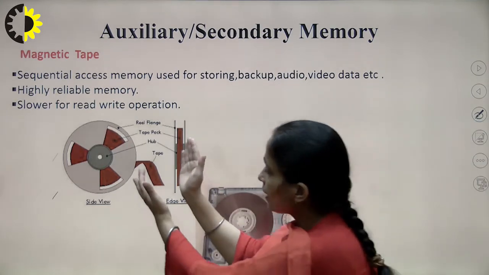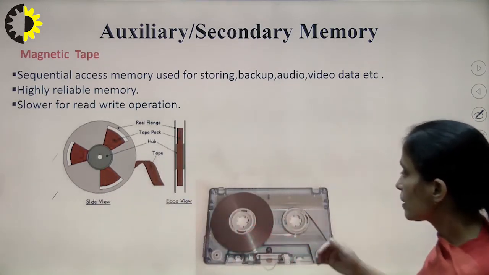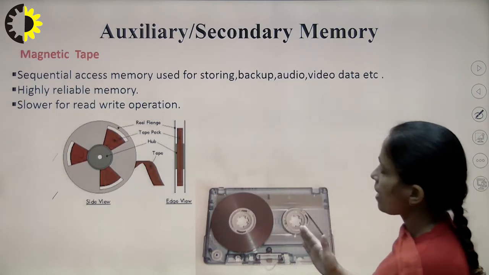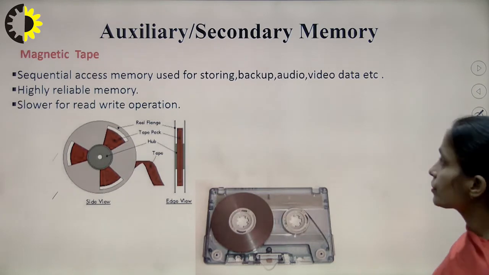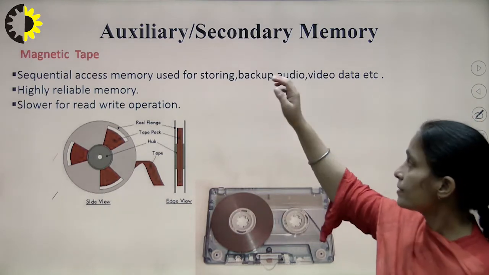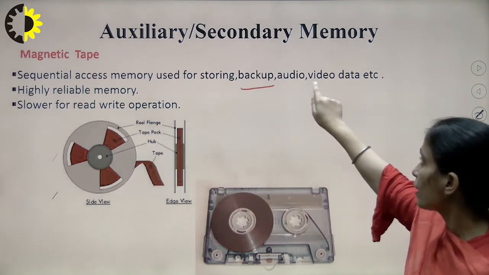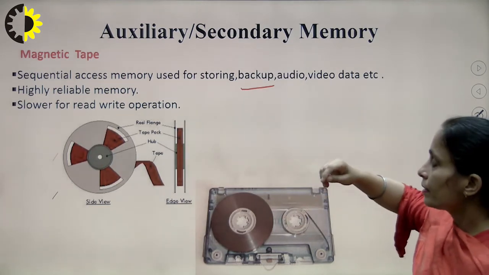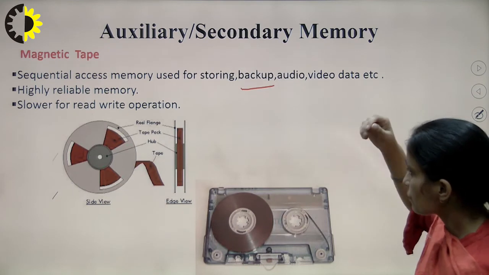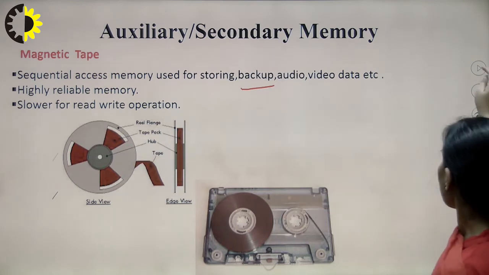This is the side view of magnetic tape. This is the edge view of magnetic tape. Earlier we were using them. It stores the data in a sequential manner, that is, sequential access memory, used for storing backup audio or video data. It is very reliable, but it is very slow for performing read and write operations.